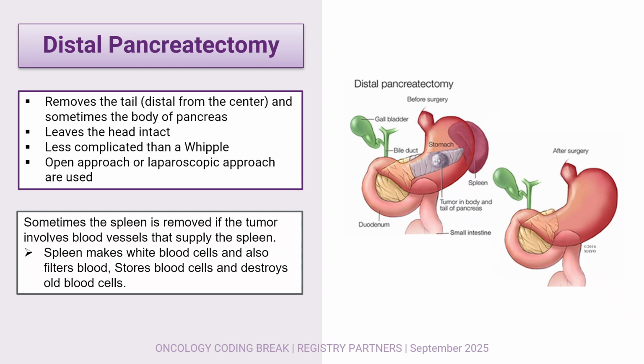The spleen makes white blood cells and also filters blood. It stores the blood cells and destroys the old blood cells. If the spleen is removed, part of your immune system is affected and antibiotics will be needed for the rest of the patient's life.